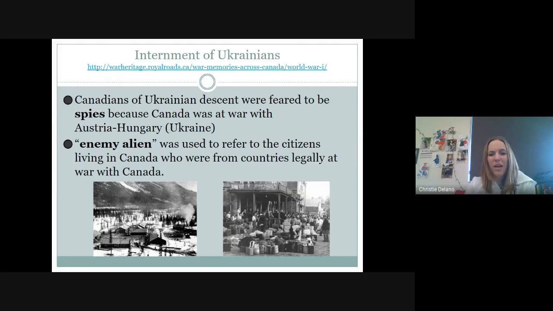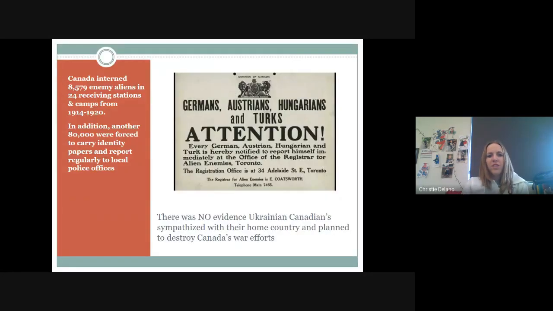So what did they do? If you look at these pictures, they very much resemble the rounding up of the Jewish population, the picture on the right, the rounding up of the Jewish population in Europe in the Second World War. So ultimately speaking, Canada is going to intern, basically put into camps, over 8,500 so-called enemy aliens in 24 different, they called them receiving stations and camps, between 1914 and 1920.